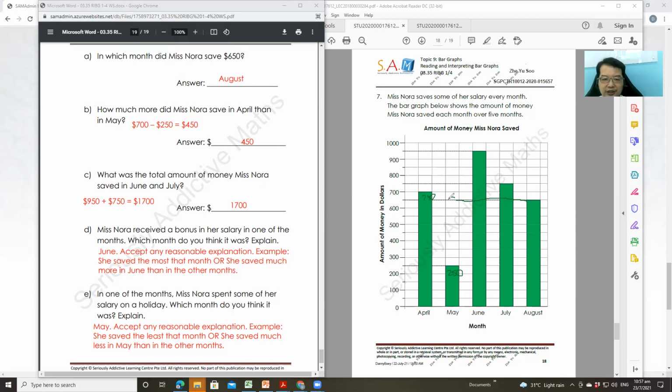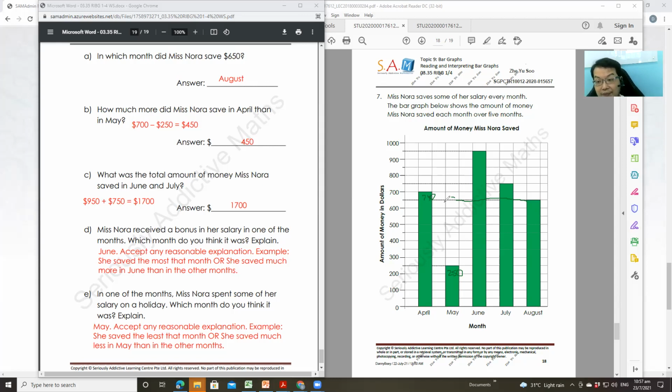Okay, for D, there are two parts of the question that you need to do. First of all, you need to identify which month, right? And then you need to explain your answer. So for D, Miss Nora received a bonus in a salary in one of the months. Which month do you think it was? Okay, it was in the month of June.